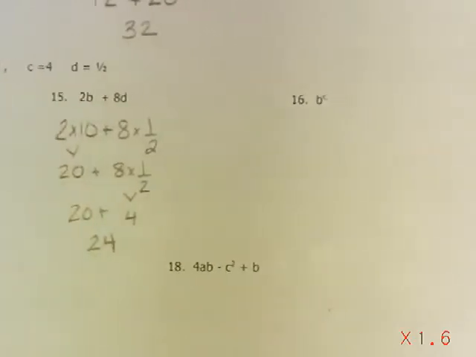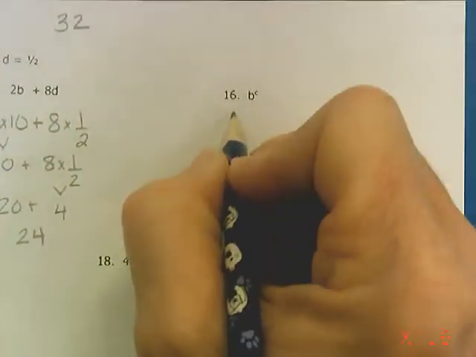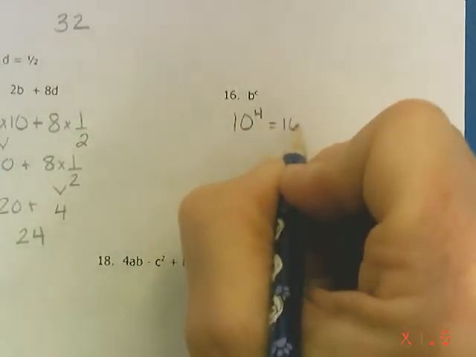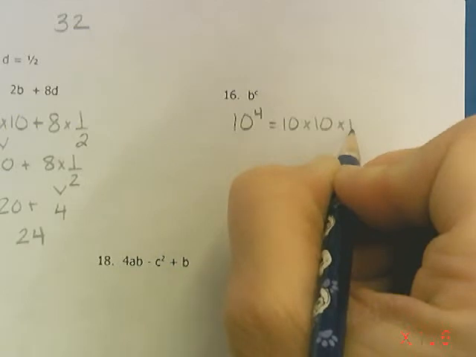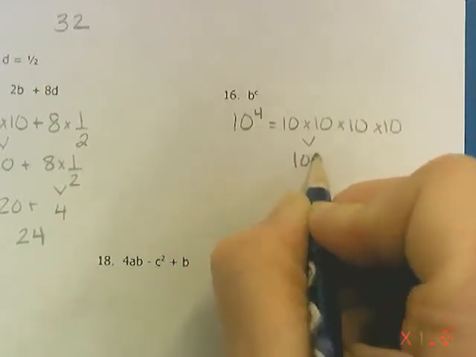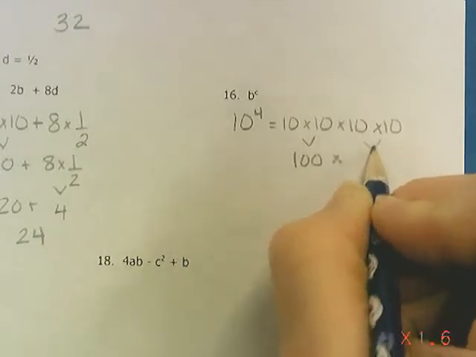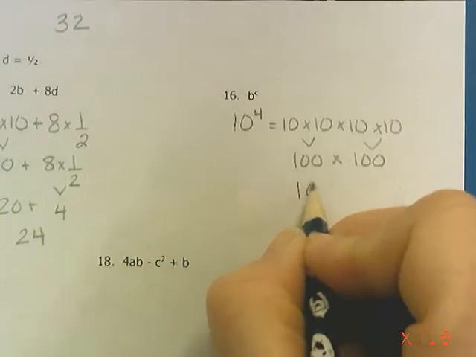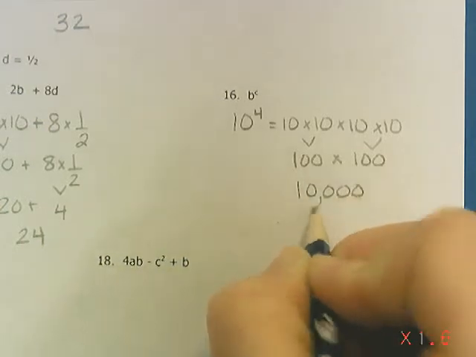And then B to the C power, that's 10 to the 4th power, which means 10 times 10 times 10 times 10. 10 times 10 is 100. And this 10 times 10 is 100. And then we have 100 times 100, which is 10,000.